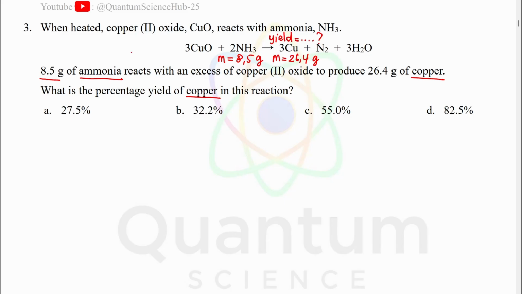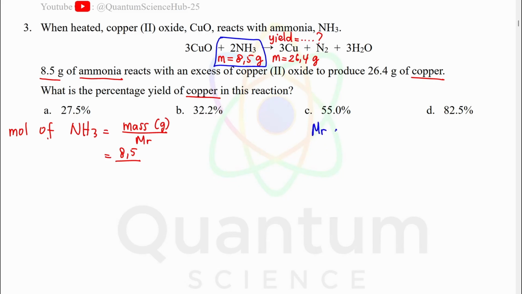Okay, who is the reference in here? Of course, it should be NH3, right? Because we know the mass and we want to find the yield of copper. So first of all, we should find the mole of NH3. Mole equals mass, in gram, divided by its Mr. So the mass is 8.5 divided by the Mr of NH3.